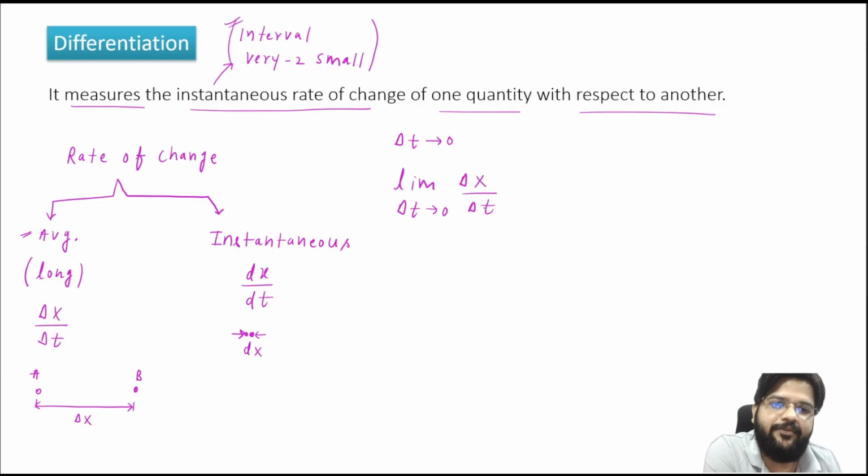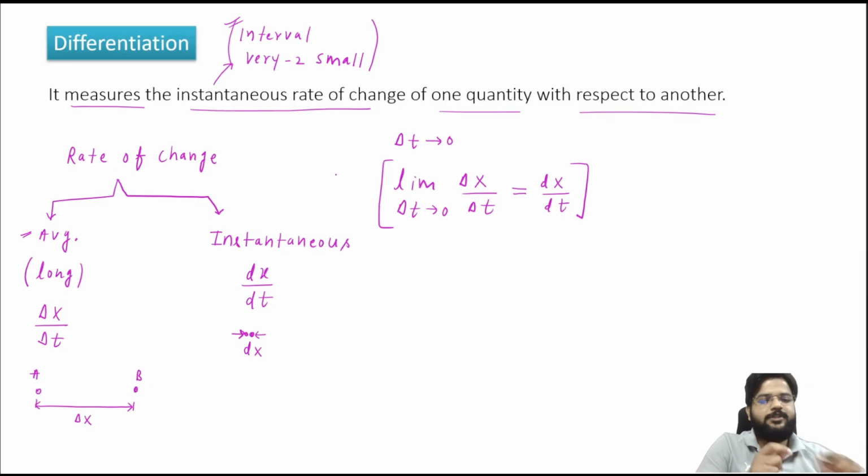Del x by del t is what? It is the average, everyone. So limit del t tends to 0 of del x by del t is equal to dx by dt. So when the interval is very small, then average will convert into instantaneous, everyone. If these 2 points are at a very large distance, then it is the average, and when they are very close to each other, then it is the instantaneous, everyone. Correct? So here we are finding rate of change in position with respect to time in a very small interval of time. That's why it is differentiation, everyone.